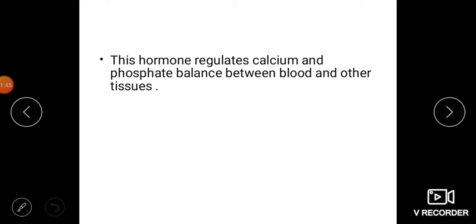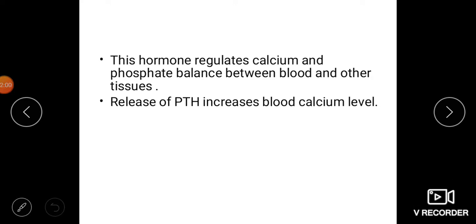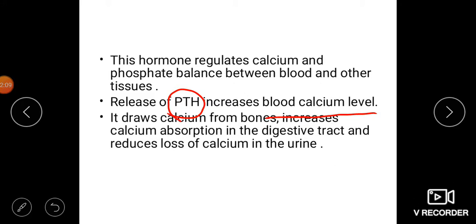The hormone regulates calcium and phosphate levels between blood and the other tissues. Maintenance of calcium level in the blood is the main function of the parathyroid. It regulates the balance of calcium in blood. Release of PTH increases blood calcium level. It draws calcium from bones, increases calcium absorption in the digestive tract, and reduces loss of calcium in the urine.